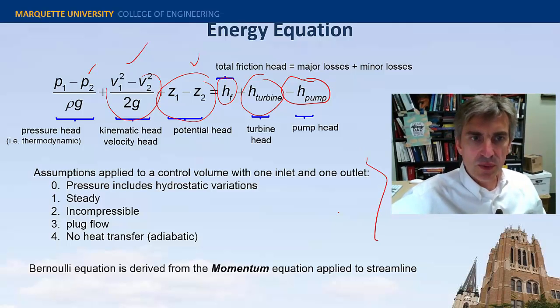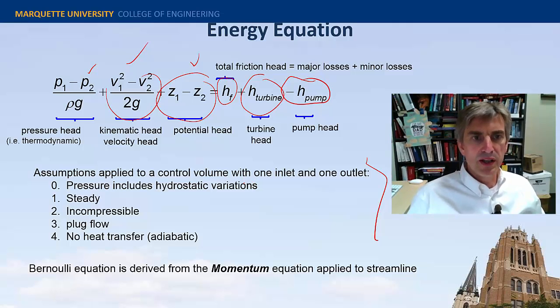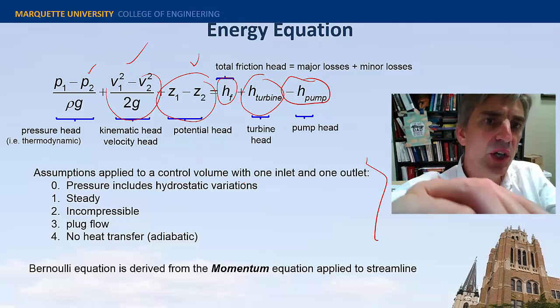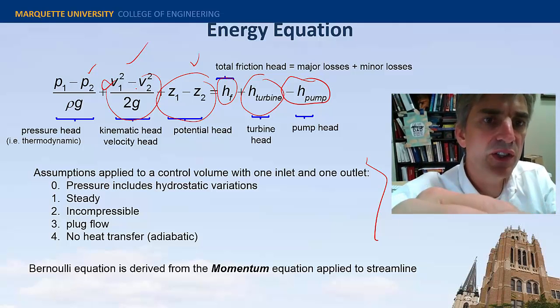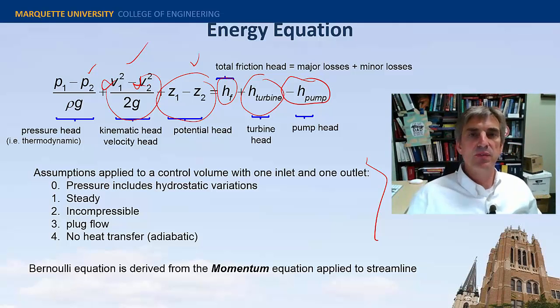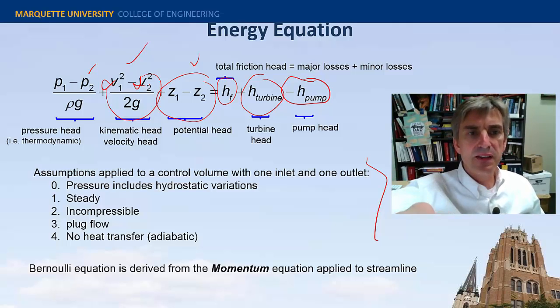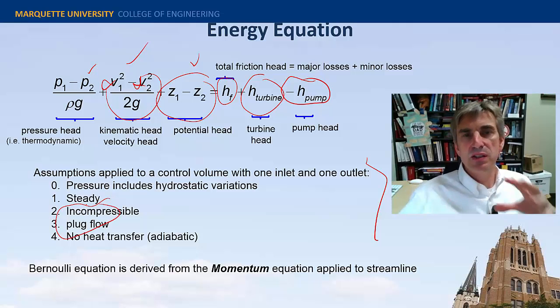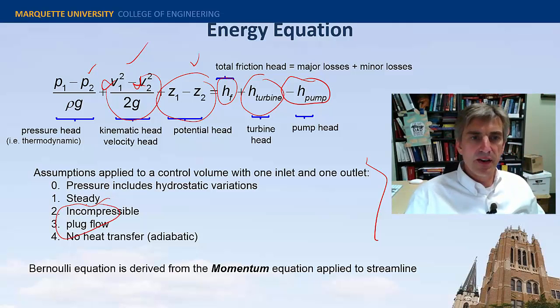To get to this equation, we had to assume steady, incompressible plug flow with no heat transfer. Sometimes you'll see the energy equation written with a correction term, like alpha or beta, like we did for the momentum equation. That's really there just to fix up this plug flow assumption a bit and include some variation for the boundary layer, but it's just a Band-Aid, really.